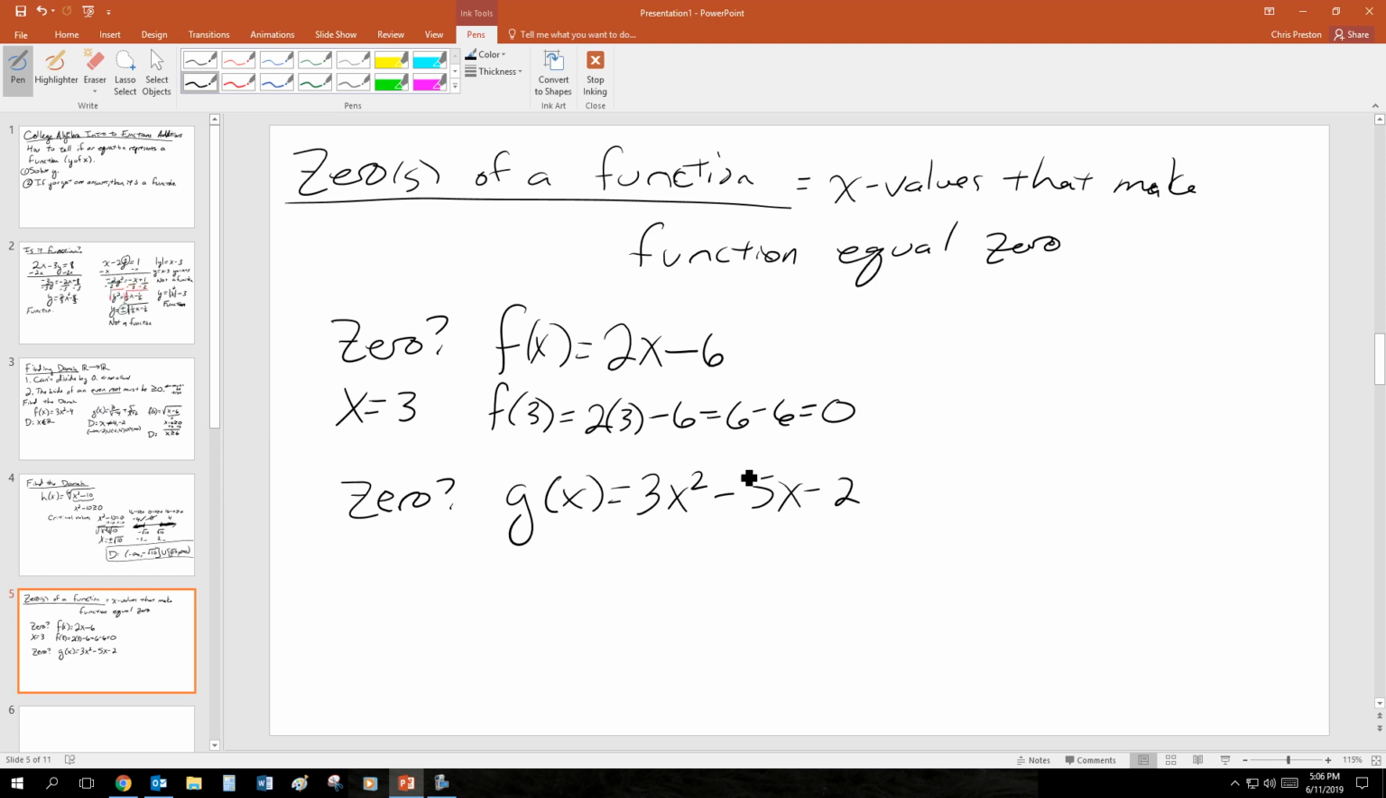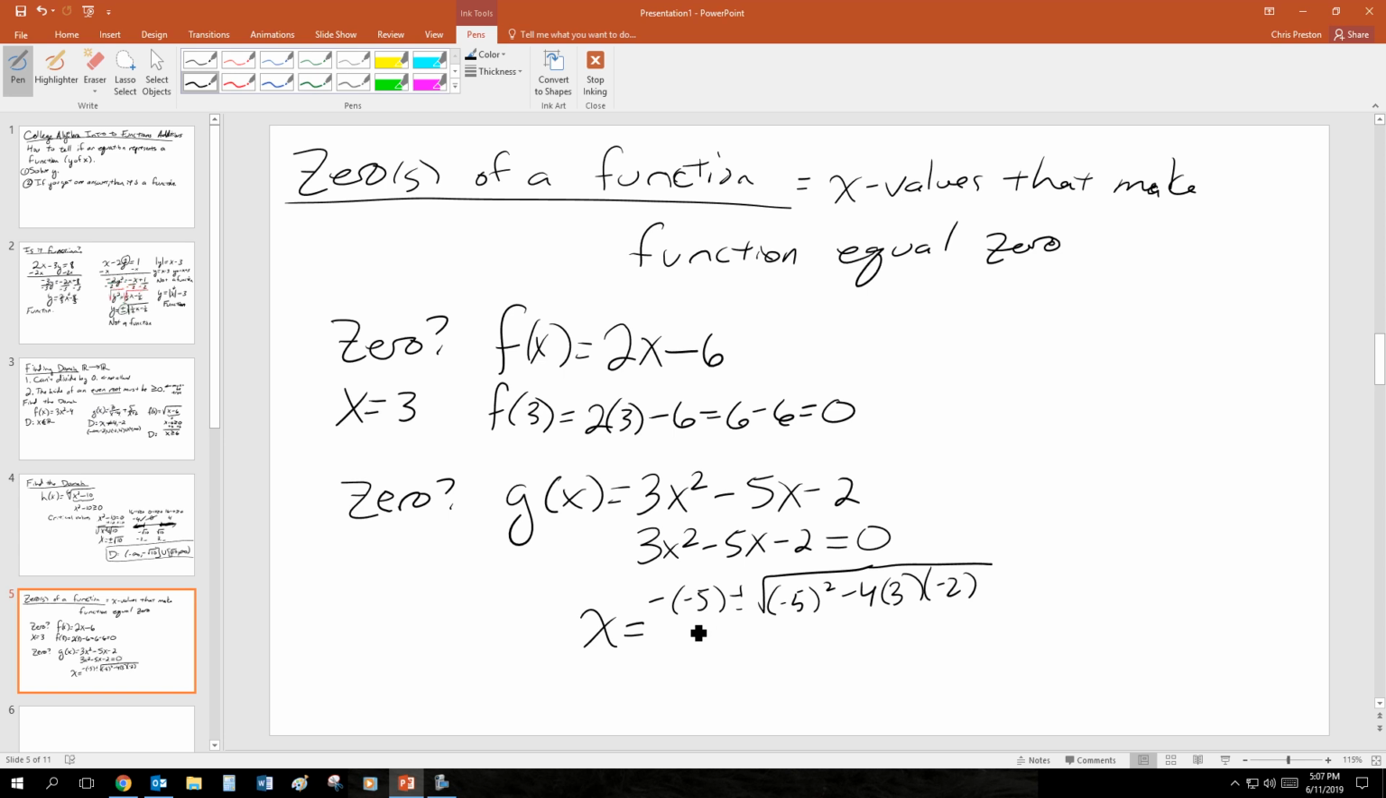Well, I can't just look at it and know necessarily. What I'm going to do is take this expression and say, when I plug a number in there for x, I want the answer to be 0. So I'm going to solve this quadratic equation. And I don't know, maybe we'll use the quadratic formula. Negative b, negative negative 5, plus or minus square root of b squared minus 4 times my a value times my c, all over 2 times my a value.